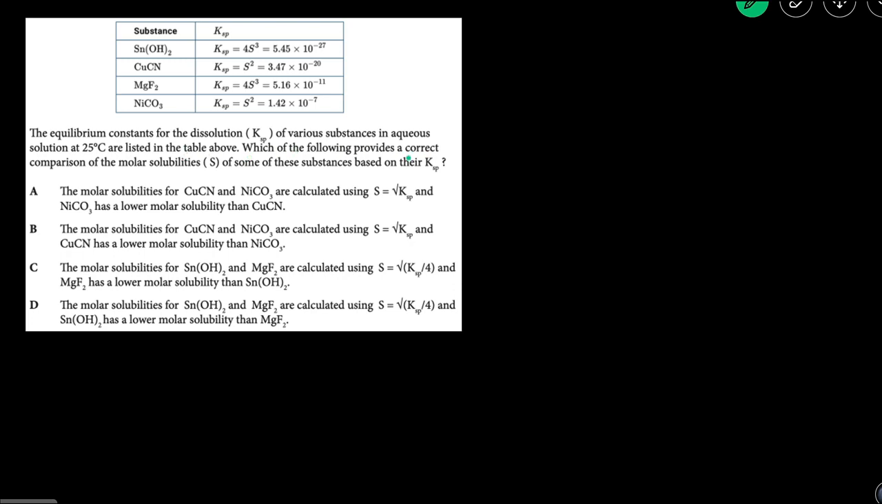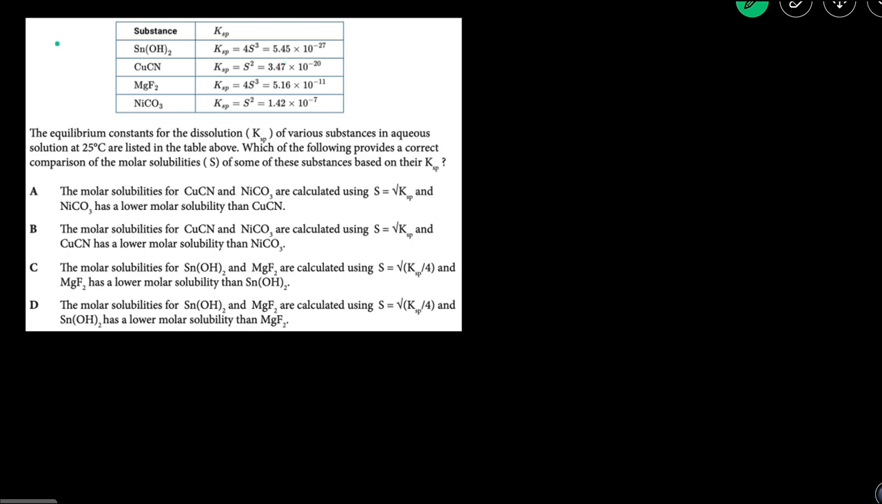which of the following provides a correct comparison of the molar solubilities of the following substances based on their Ksps. So we are told that Ksp is equal to a certain value, but we also are told how Ksp is related to the molar solubility S. Essentially, if we want to solve for molar solubility, we just need to solve for S.